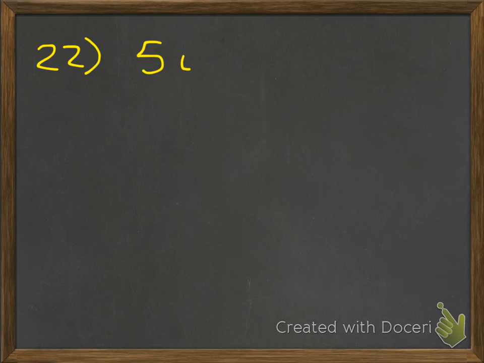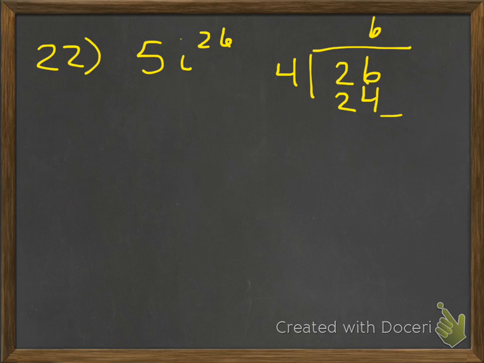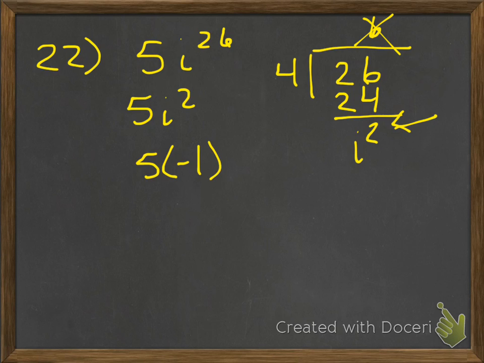When you look at a problem like 22, to simplify, you need to divide the exponent by 4. So I'm dividing by 4. I get a remainder of 2. That's what I care about. I don't care about the 6. I care about that 2. That's like saying then I have like i squared, which i squared is negative 1. So 5 times negative 1 is negative 5. Yes?